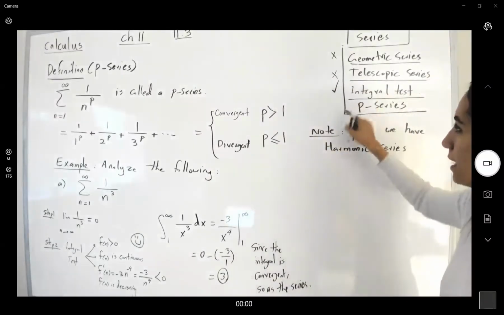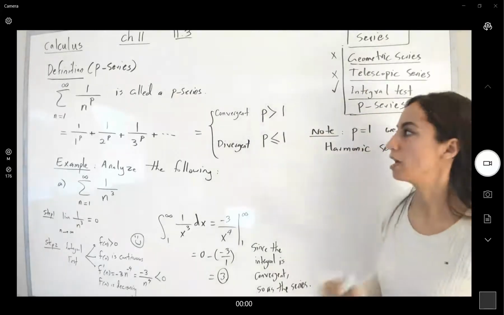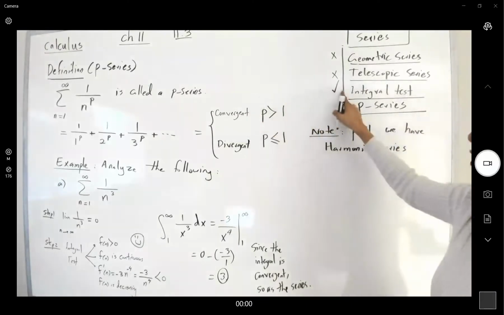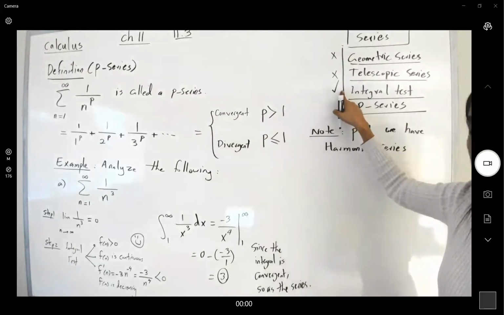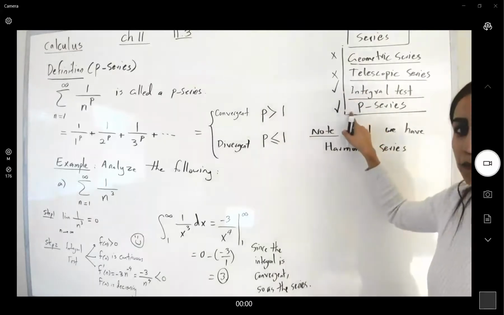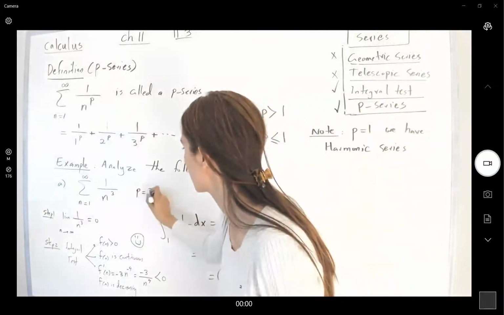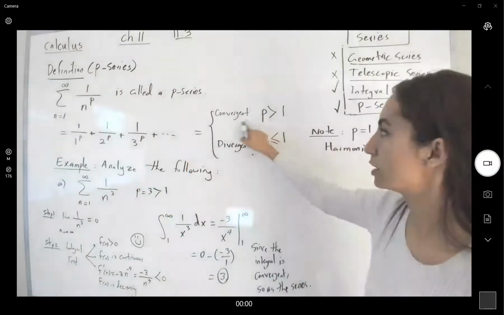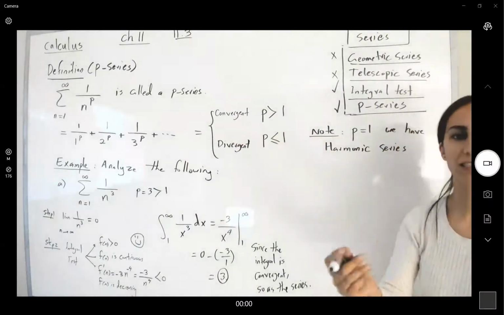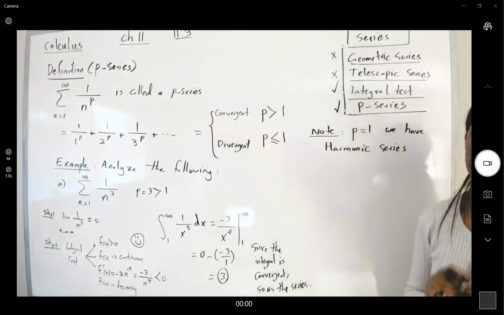Or you could say, hey, I have a P series. This is 1 divided by n to the p, and p is larger than 1, so it is convergent. So either use the method of the integral test or use the definition of P series. P is 3, larger than 1, so it is a convergent series. As you can see, for one series, we can apply multiple techniques or definitions.